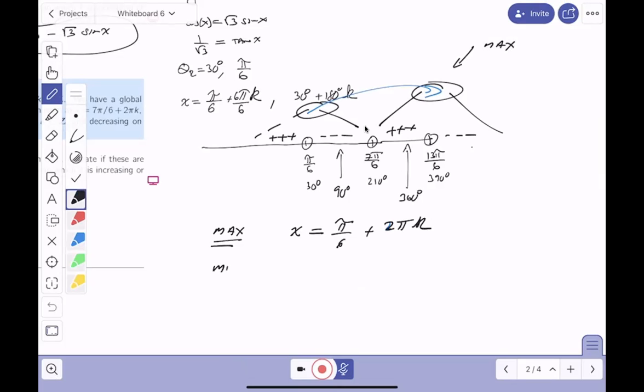Let's do the mins. Well, I'm going to write down the first min is 7 pi over 6. Plus, and I've got to tell you, they're also going to repeat in a pattern of 2 pi k. All right. Now let's go back. I want to see if they said anything else they have to do.